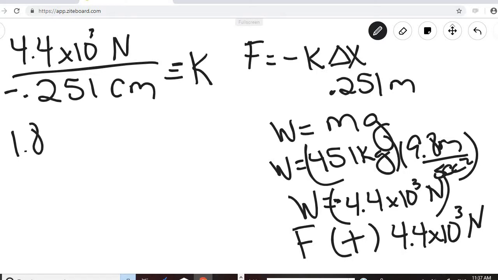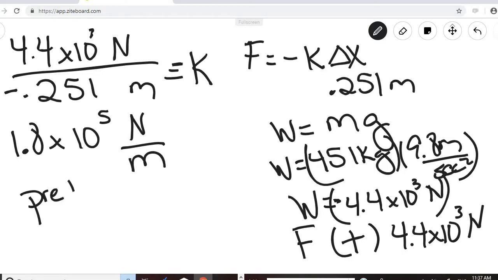1.8 times 10 to the fifth, and the units for K are newtons over meters. So how many newtons does it take to displace it per meter? This number may not mean anything to you, but as you compare the K in other problems, you'll see that this is a pretty strong spring.